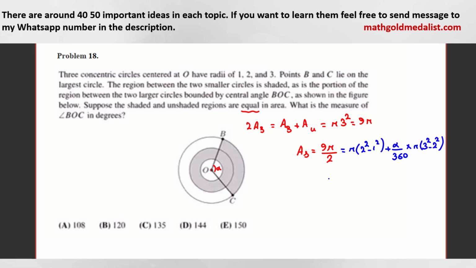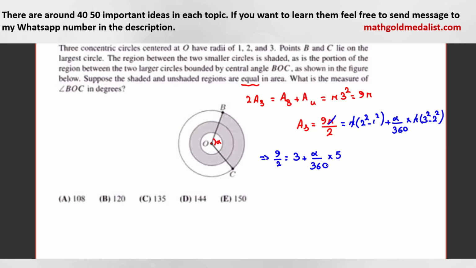So the area is 9 pi over 2. In the first step, we can cancel pi from both sides. So 9 over 2 is what? 4 minus 1 is 3, plus alpha over 360 degrees times 9 minus 4, which is 5.